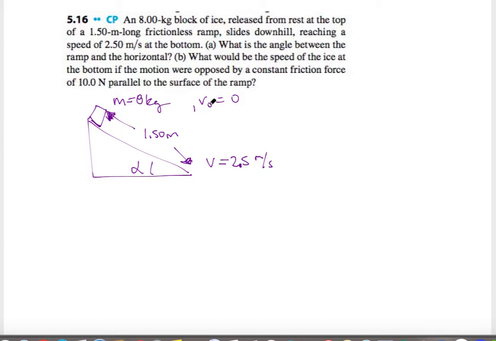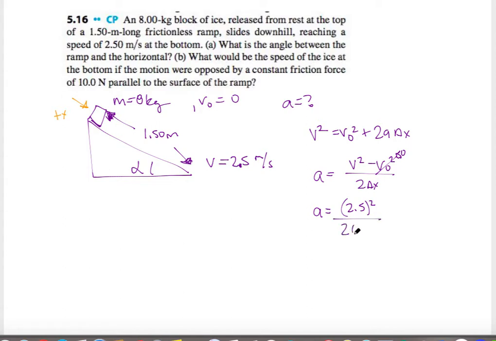So I have V naught, V, distance, and I want to find acceleration. So in order to do that, I'm going to use the third kinematic equation, v squared equals v naught squared plus 2a delta x. So these are all in the x direction. So really I'm just saying that down the ramp is the positive x direction. So I'm going to be solving for acceleration. So acceleration would be v squared minus v naught squared over 2 delta x. So substituting here, and knowing that v initial is 0, I will have 2.5 squared over 2 times 1.5.